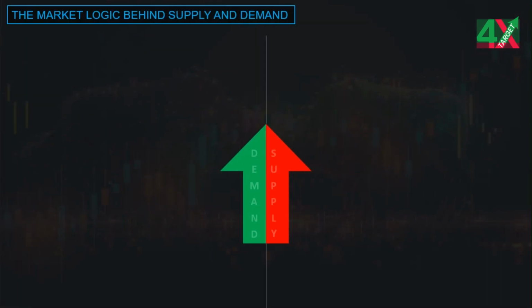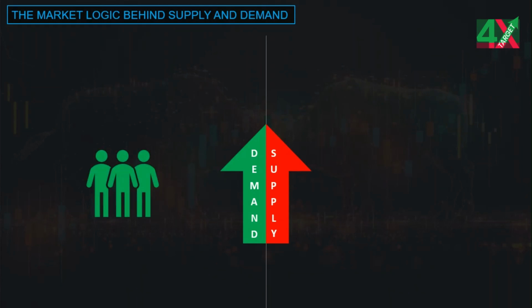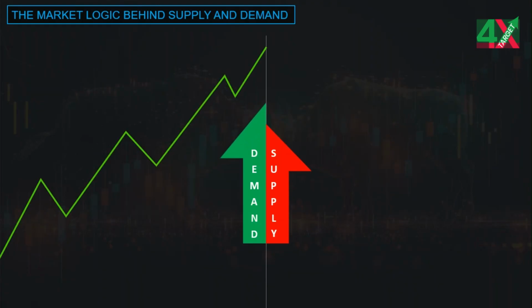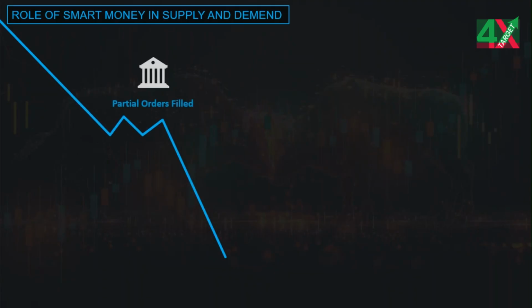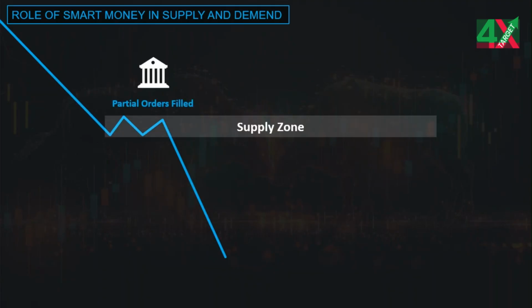To understand why supply and demand zones work, we need to look at how the market really operates. Price doesn't move randomly, it moves because of an imbalance between buying and selling pressure. When demand is higher than supply, prices rise. When supply is greater than demand, prices fall. The most powerful moves often come from large institutional traders, banks, hedge funds, and big financial players.